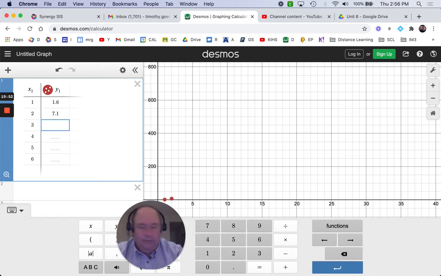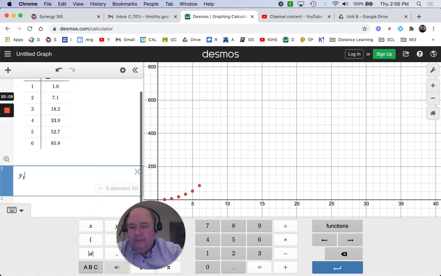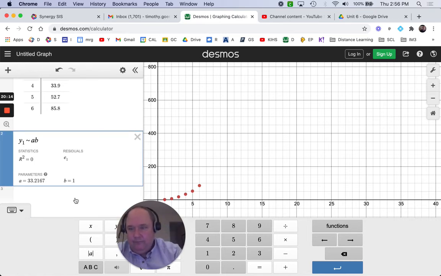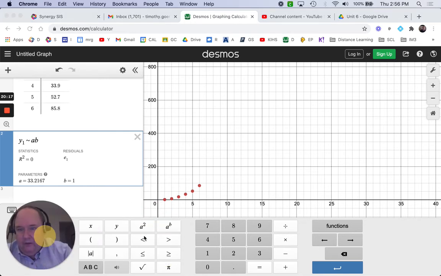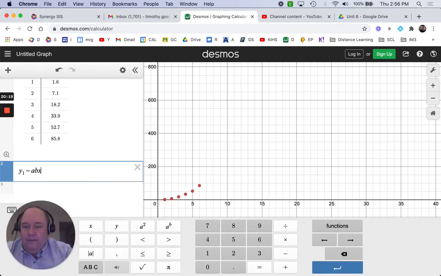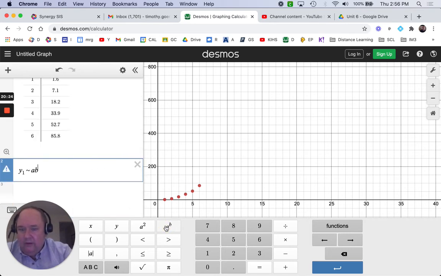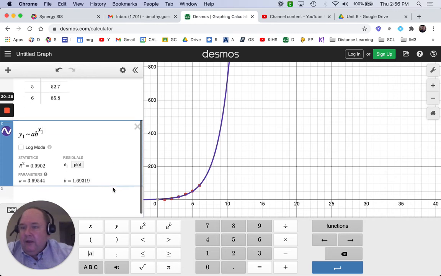7.1, 18.2, 33.9, 52.7, and 85.8. So one model will be an exponential. Get my head out of there again. Oops. Let's try that again. Exponential. Get that. There it is. And so you get 0.9.